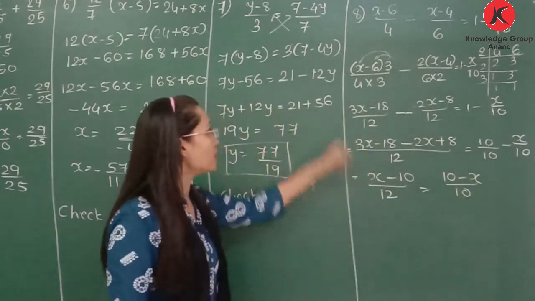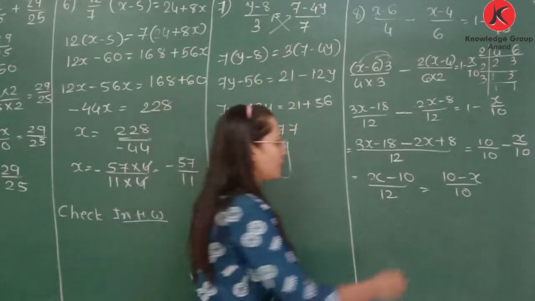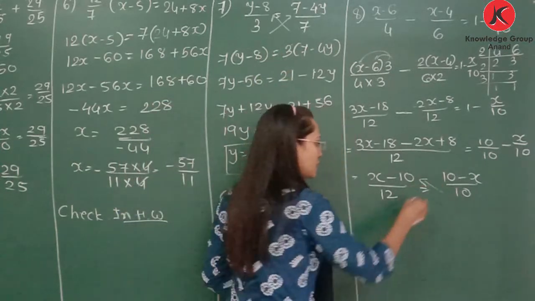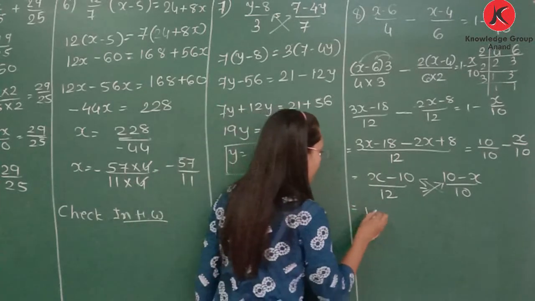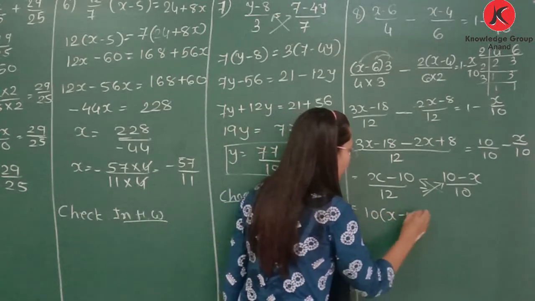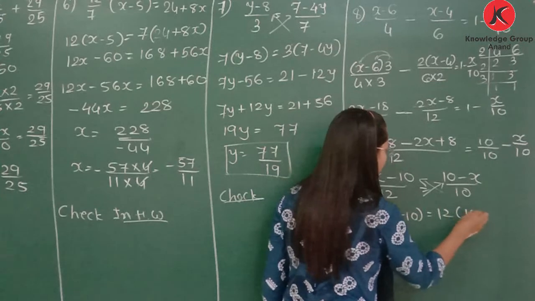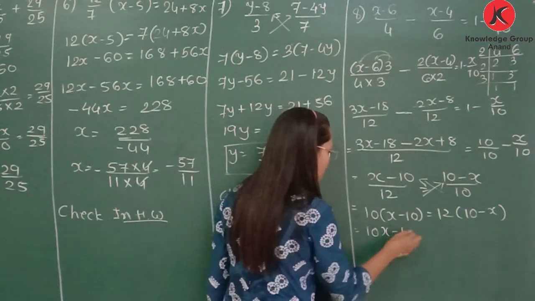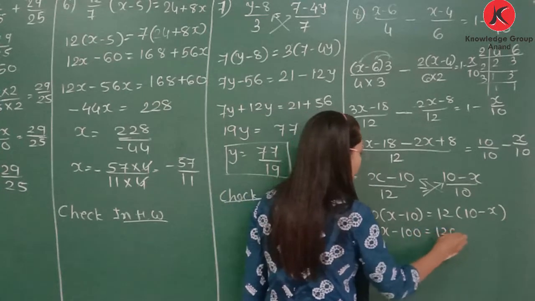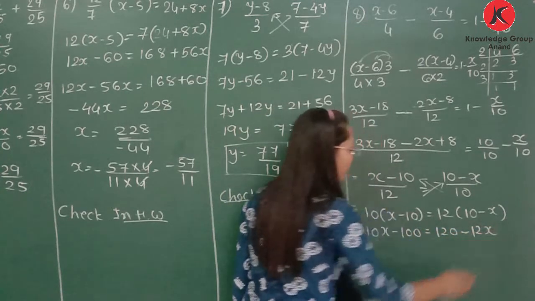Now as we performed in the previous example, cross multiply. 12 is multiplied with x minus 10 and 12 is multiplied with 10 minus x. So let's multiply 10 with x minus 10. 12 is multiplied with 10 minus x. So we will have 10x minus 100 is equal to 120 minus 12x.